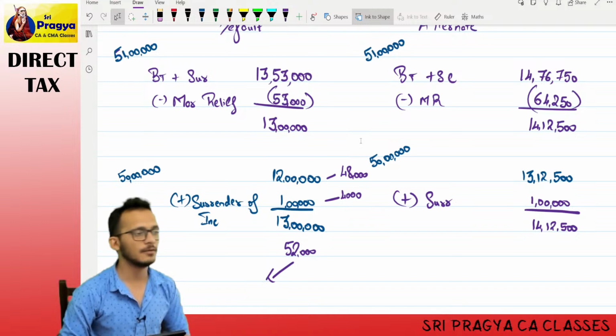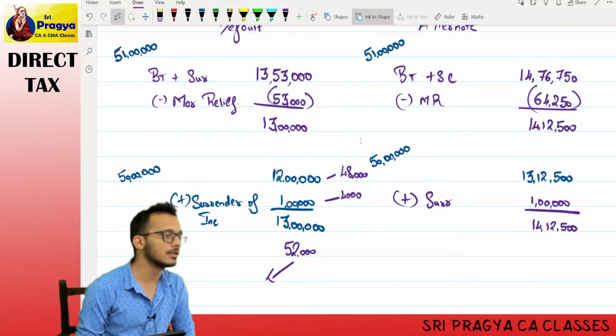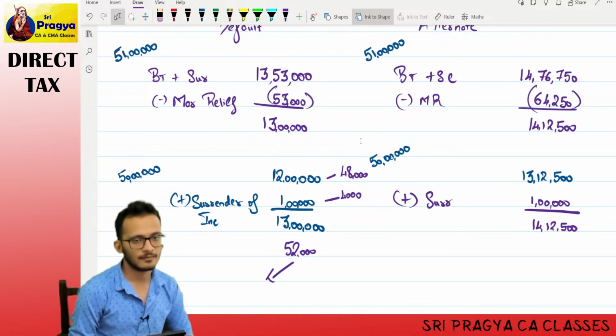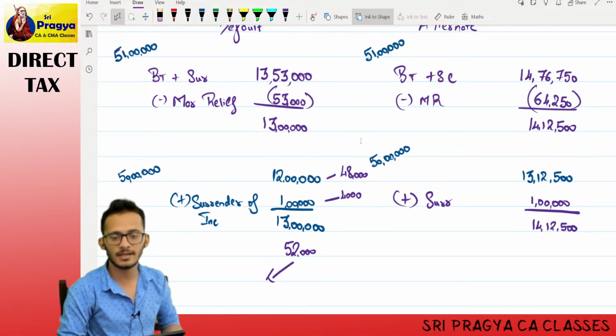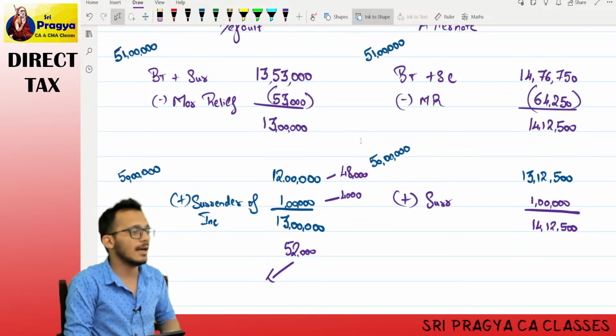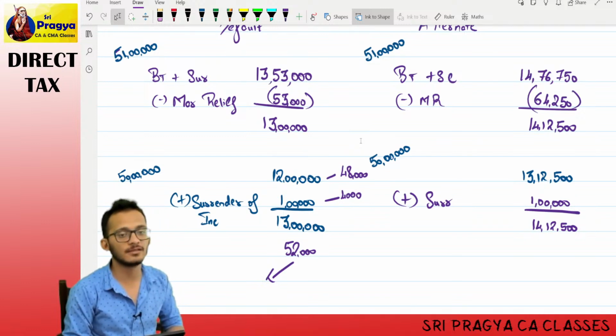Minus marginal relief. What will you say? Within brackets, excess of tax over income. Correct? No. Excess of tax over income. My excess tax was 1,53,000. My excess income was 1 lakh.